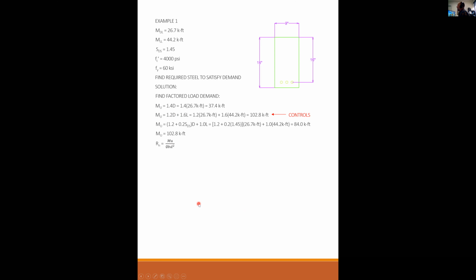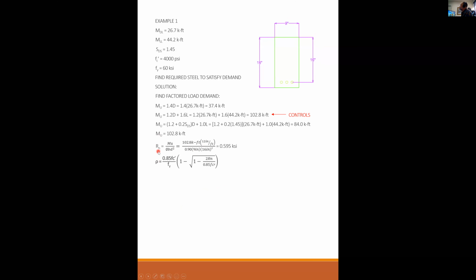So now that I have M sub u, I can use my expression that relates the moment to the required R sub n. So R sub n is equal to the moment, 102.8, converted to inches to be consistent with the other units, over phi, which is 0.9, times a width of 9 times a d of 16 squared. And that gives me 0.595 ksi.